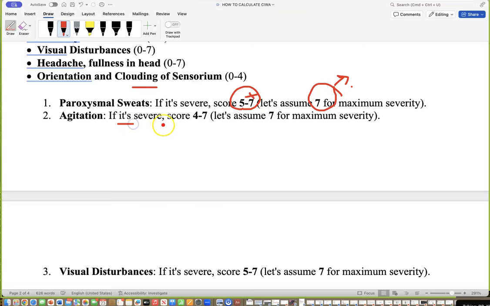What about agitation? If it is severe, that one is also from 4 to 7. But of course, we're going to assume 7 is the maximum. So we are assuming it.